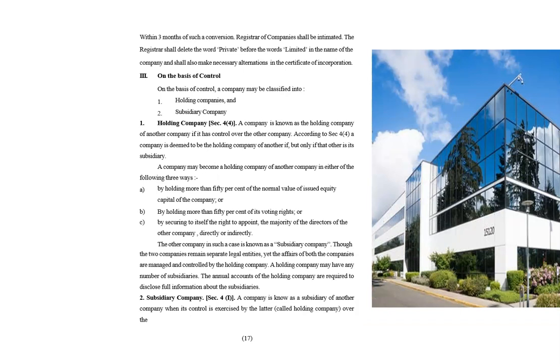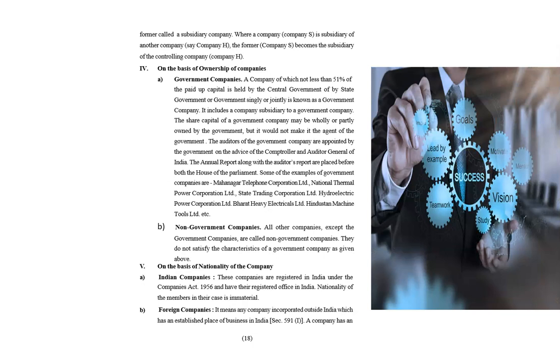On the basis of control, a company may be classified as a holding company or subsidiary company. A company is known as a holding company of another company if it controls the other company. According to Section 4, a company is deemed to be a holding company, right? If it holds more than 50% of the nominal value of the issued equity, by holding more than 50% of its voting rights, or by securing the right to appoint a majority of the directors of the company, right? Subsidiary company: a company is known as a subsidiary of another company when its control is exercised by the latter, right? That is called the holding company.